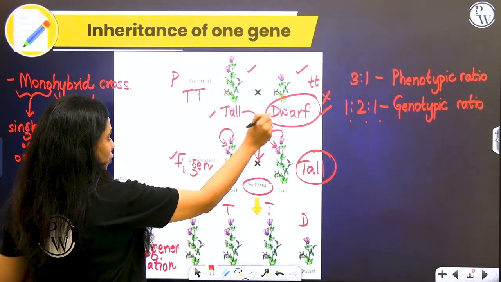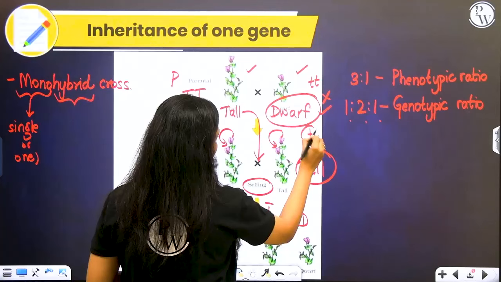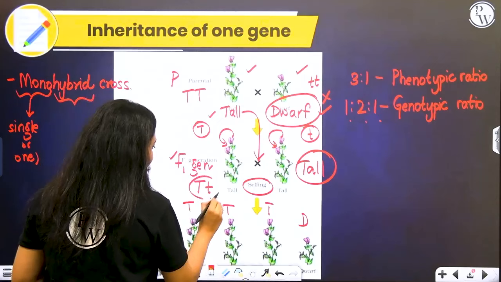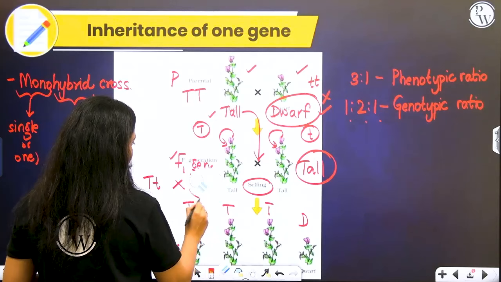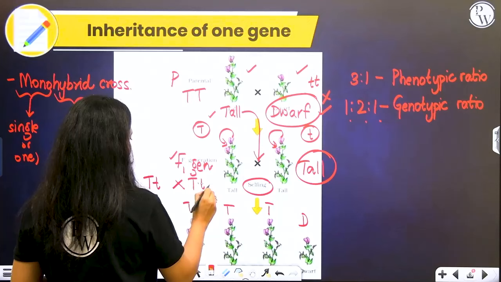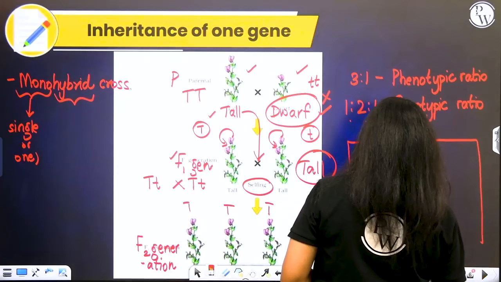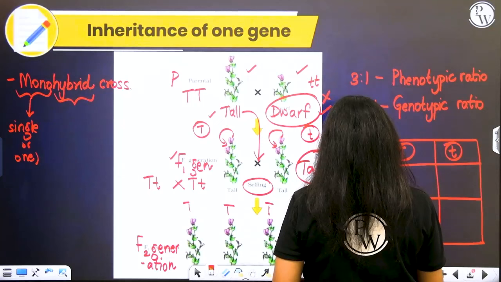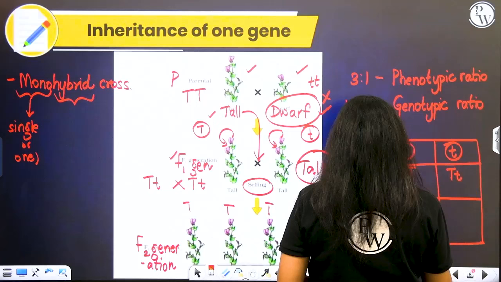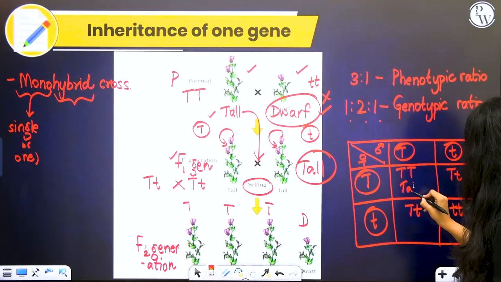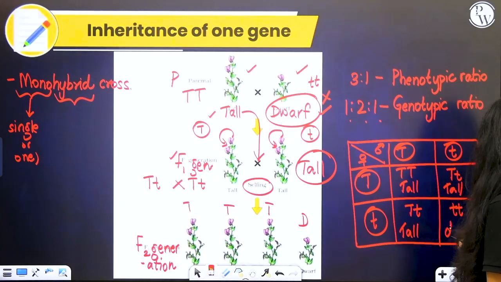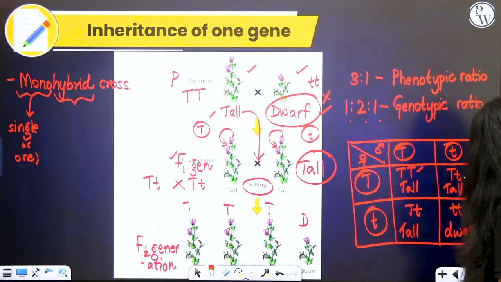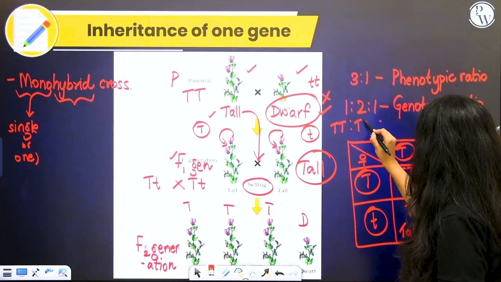When you cross them, this will produce gametes, capital T. This will produce gametes, small t. They will come together and form capital T, small t. When capital T, small t is allowed to undergo self-pollination, let's draw a Punnett square, capital T, small t, capital T, small t. You get capital T, capital T, capital T, small t, capital T, small t, small t, small t. So if you look at the phenotype, this is tall, this is tall, this is tall, and this is dwarf. If you look at these genotypes, you have capital T, capital T, capital T, small t, small t, small t in the ratio 1:2:1.